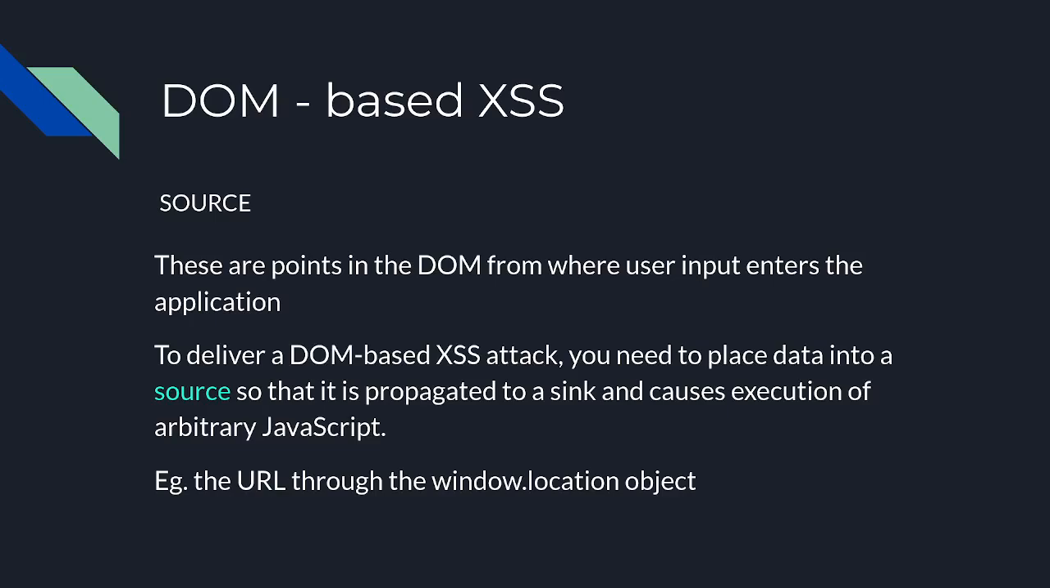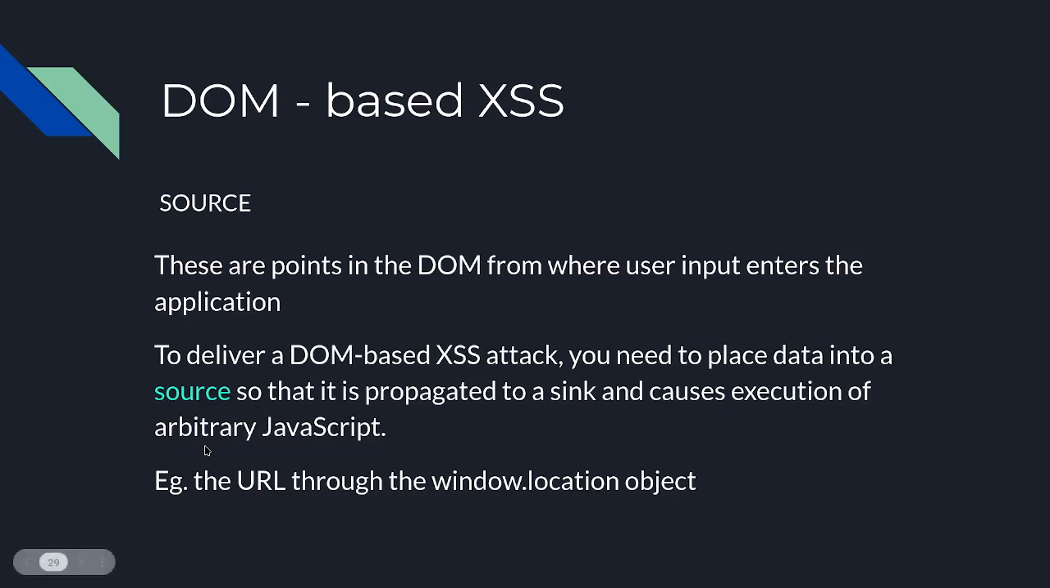So first, let's look at what source means in the context of DOM-based XSS. Sources are essentially points in the DOM from where user input enters the application. In order to deliver a DOM-based attack, you need to place your payload or data into what's called a source, and this is where the application receives whatever input users are entering into it. And from the source, the input is then propagated to the sink, and the sink is where the actual payload gets rendered on the page, and that's where the script gets executed.